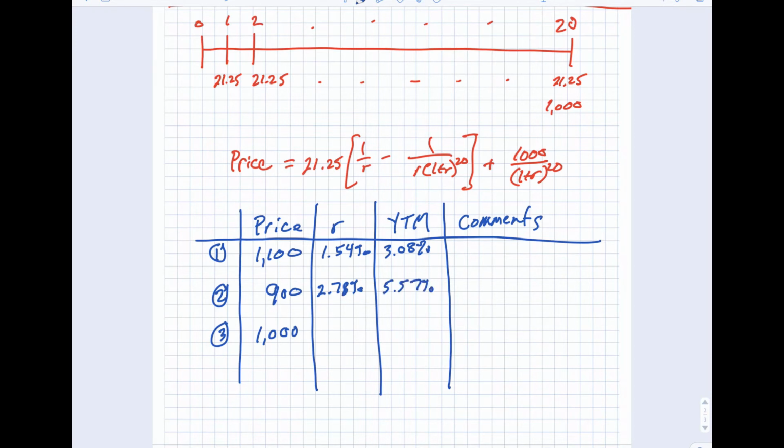And to report that as a yield to maturity, we're going to double the value, and we'll report 5.57%. And finally, scenario 3, where price is $1,000. And so again, insert 1,000 into the price, and we can expect to get some number for yield to maturity in between the 3.08 and 5.57%, because 1,000 is between the prices of 1,100 and 900, and we see that that again is the case. So the R that we find is 2.125%. Double that for a yield to maturity of 4.25%.